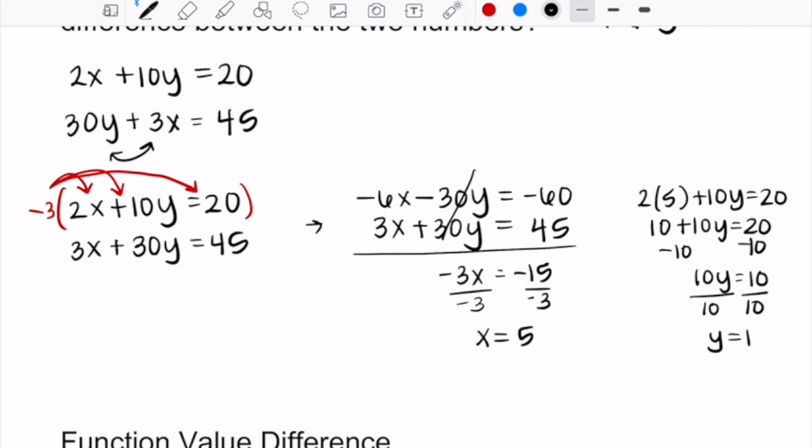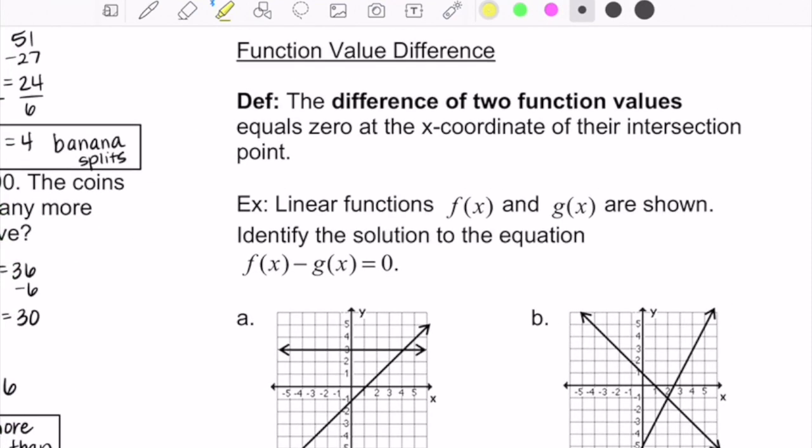However, the question asked what is the difference between those two numbers, and so the difference between them is 5 minus 1, and so we would get the answer for this question is 4. All right, so in the next example, we're looking at finding function value difference.